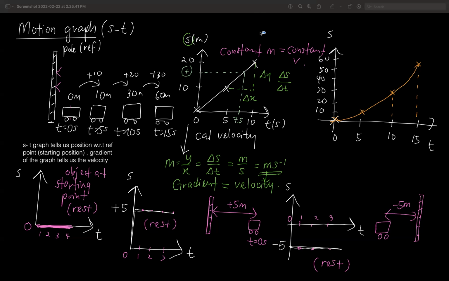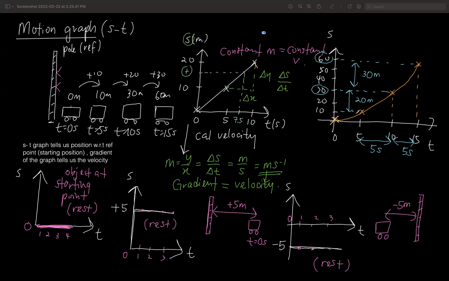You see here, over here, 5 seconds. Look at the first 5 seconds. How much is the change in the displacement? In this 5 seconds, the change in the displacement is from here to here. How much is this change? This change is plus 10. In the second 5 seconds, what is the change from here to here? The change is from 30 go to 60. This is a plus 30 meter.